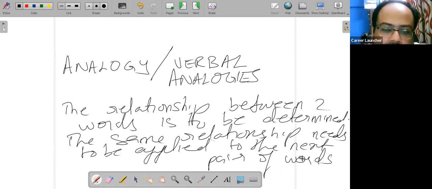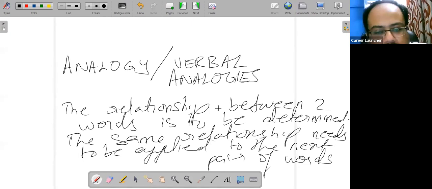Basically, there are two pairs of words. To determine what the relationship is between the two words in the first pair, you apply that same relationship to the words in the next pair. That is what needs to be done.